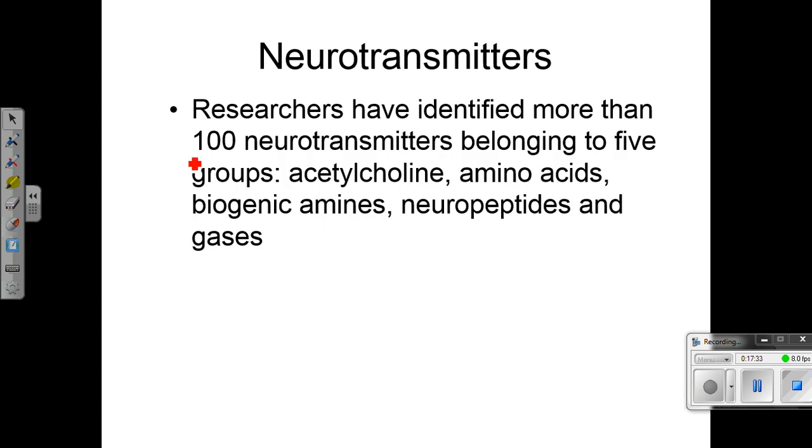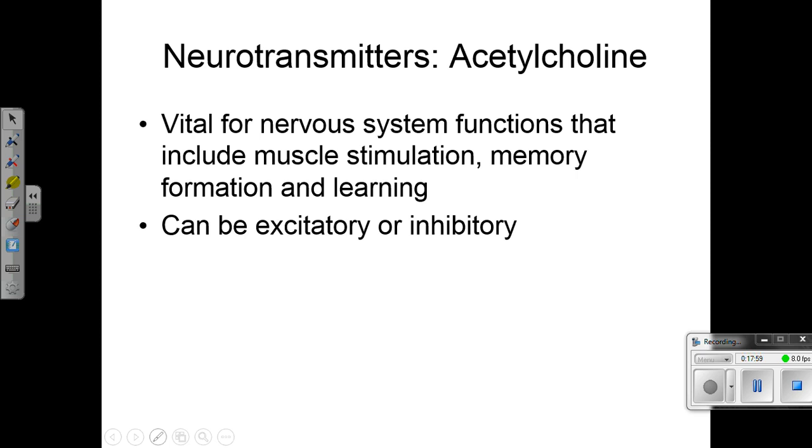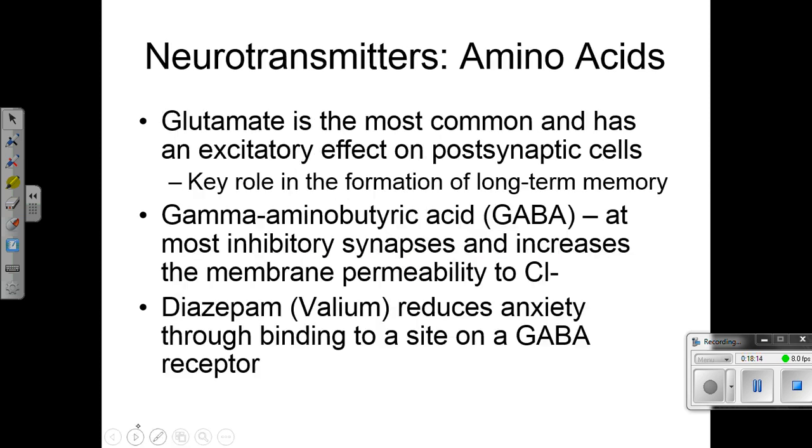Researchers have identified more than 100 neurotransmitters belonging to five groups: acetylcholine, amino acids, biogenic amines, neuropeptides, and gases. This just looks at the structure of a lot of those. Things you might have heard of before, dopamine and serotonin, those are your feel-gooders. Acetylcholine is vital for nervous system functions that include muscle stimulation, memory formation, and learning. It's a group of neurotransmitters, not one, and they can cause a signal to be sent, or they can inhibit a signal.